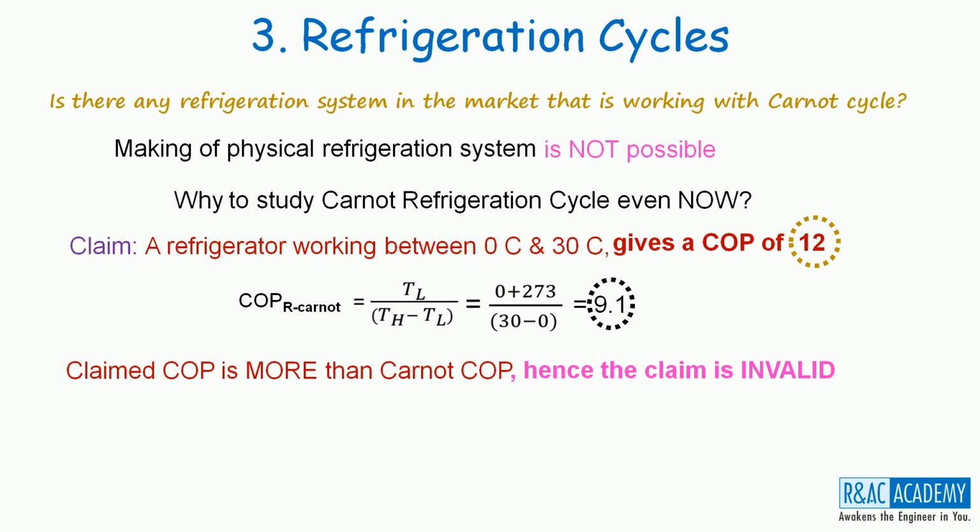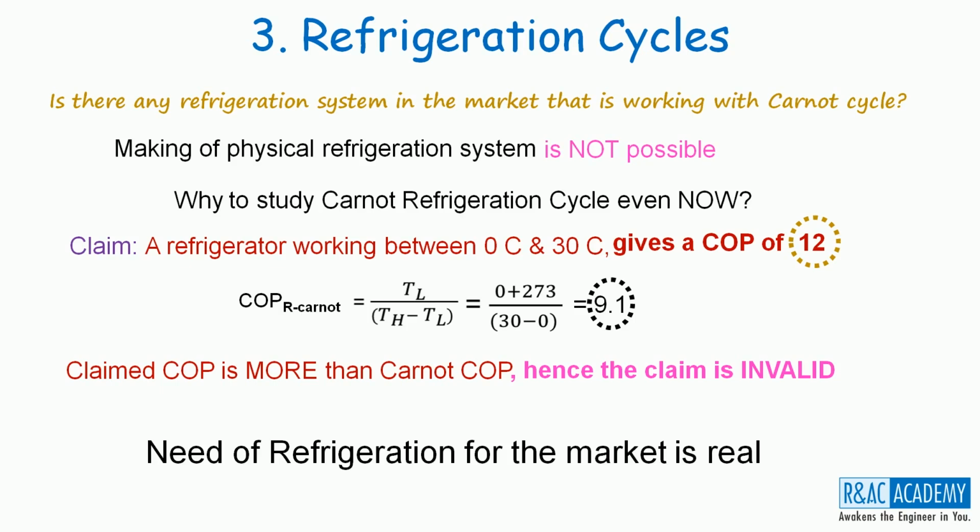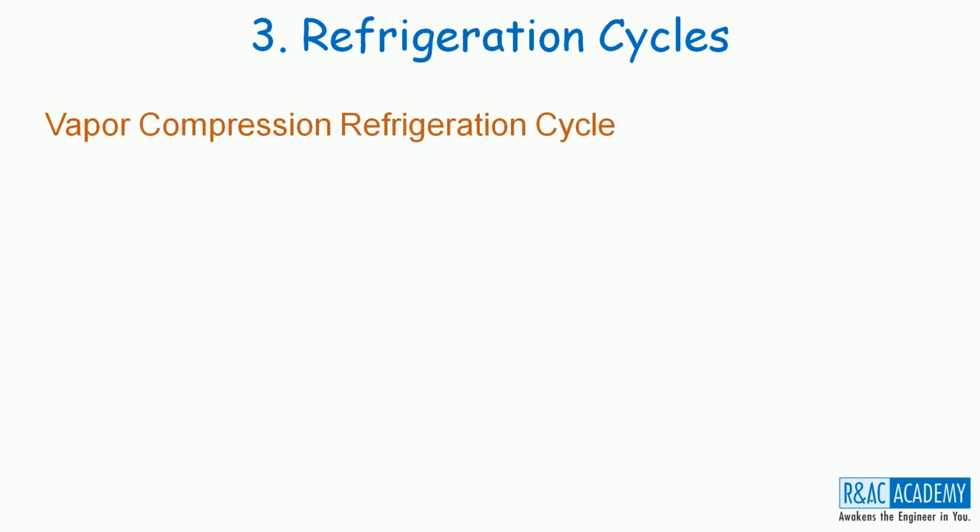But then, the need for refrigeration for the market, for the society is real. There is no doubt about that. A professional, including an engineer, always perceives a problem as an opportunity to perform. And the same thing happened in this case also. Engineers started devising new cycles to meet the refrigeration needs of the market, of the society. And the most prominent, most popular among those new cycles is the vapor compression refrigeration cycle.